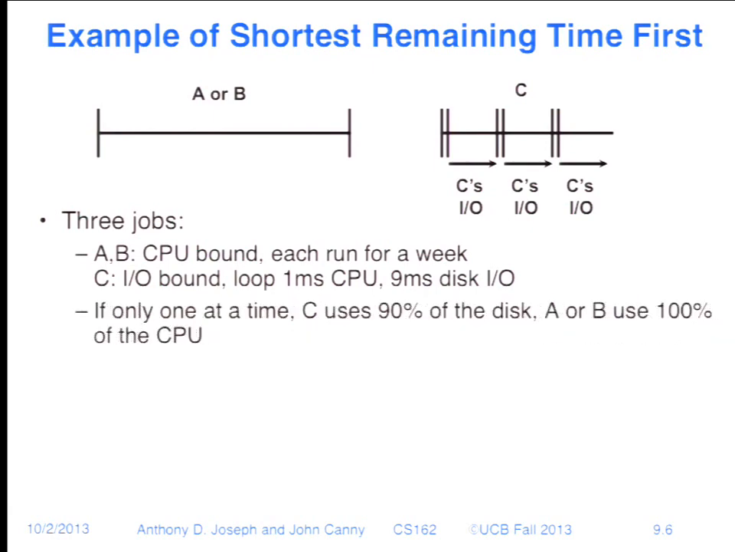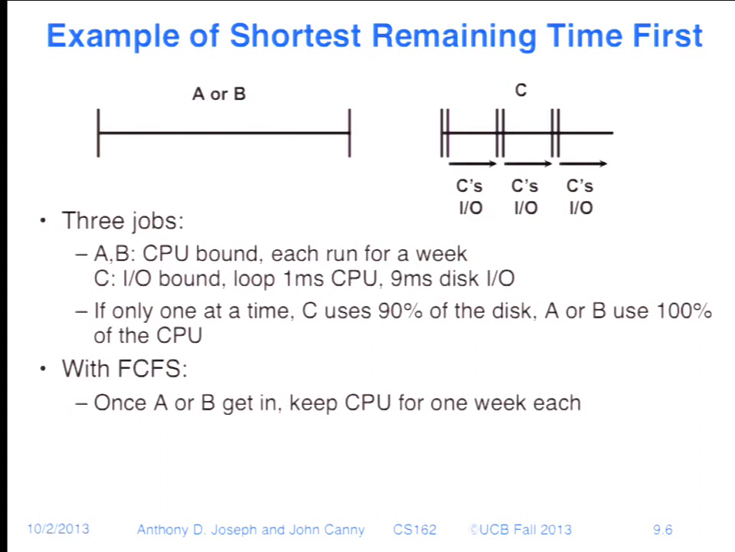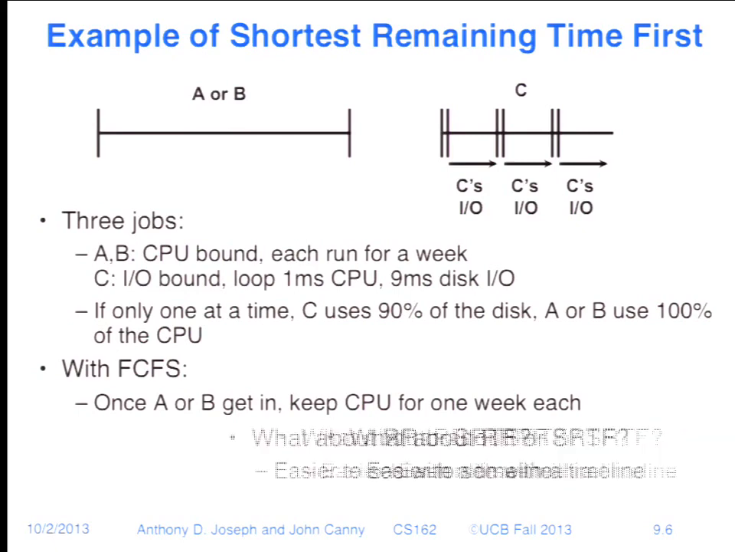So when C is running, it's doing these 9 millisecond slices of disk and then 1 millisecond of CPU. So it's using 90% of the disk, which is desirable if it's disk intensive. And A and B use 100% of the CPU, which is fine if they're CPU intensive. But when we start trying to schedule them, clearly somebody loses, because A and B, once they get in a pure first come, first serve strategy, they're just there until they run out. So poor job C doesn't get a chance to run.